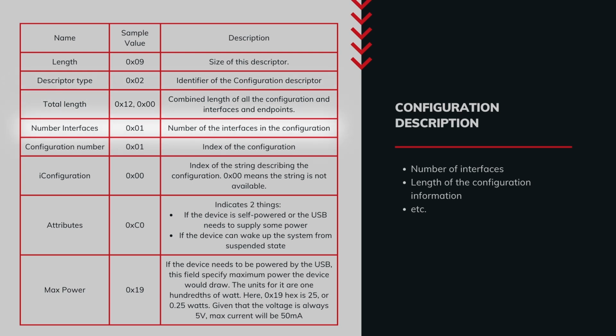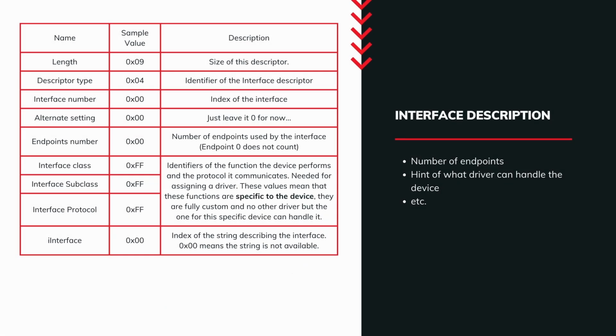I will explain it after a couple of slides. And then goes the number of interfaces. We'll only use 1. Then goes the ID of the configuration, which may be any value, and string descriptor, 0 meaning it's not used. Then there are attributes, which are not really important for this first test, and maximum power the device can use, in 100th of a watt. Here the value is 19 hex or 25 in decimal, meaning that the device can use 0.25 watts of power from the USB device.